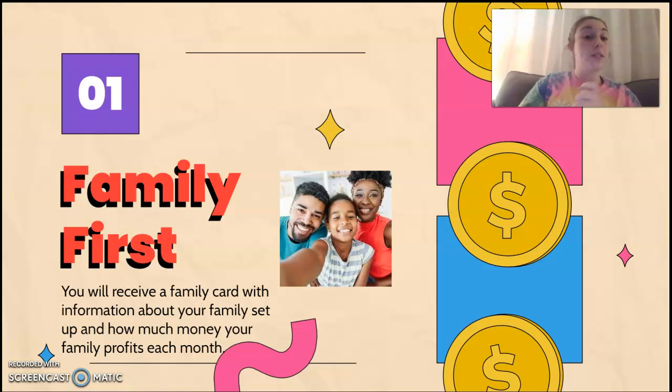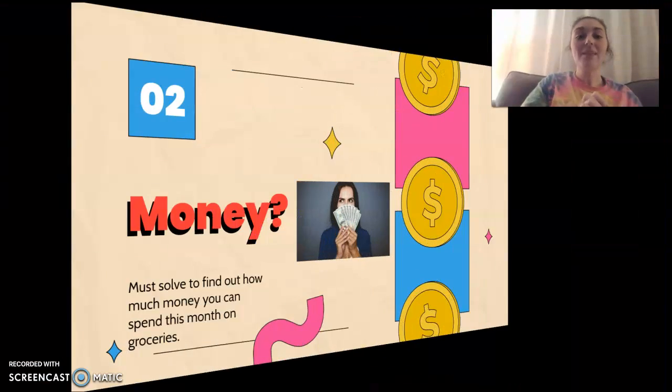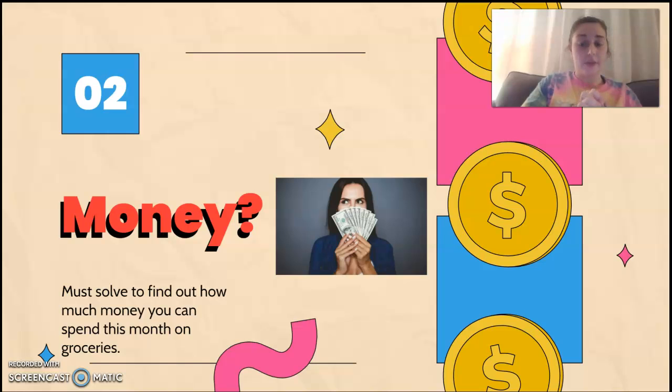Okay, you will each receive a family card that gives you information about how your family is set up: mom, dad, how many kids you have, what type of money you guys are bringing in based on your job, and how much profit you will have each month. Okay, then you have to decide as a family, how much money do we have to spend? How much do we need to spend? Do we want to save? What do we need to do with our money? How much money do we have?